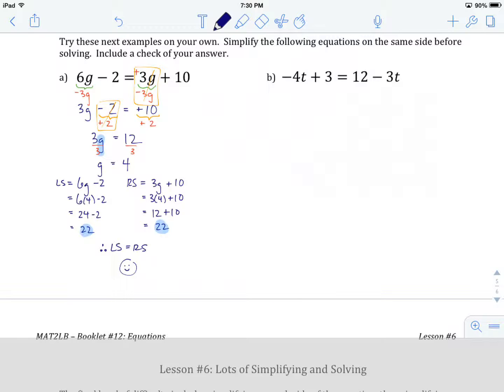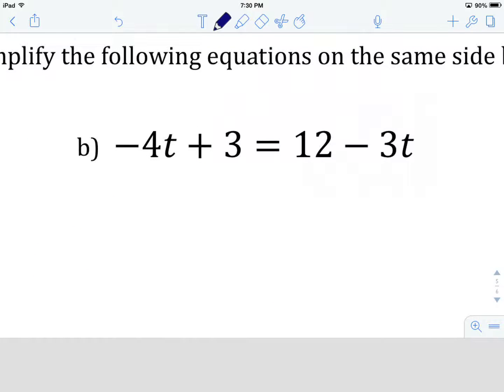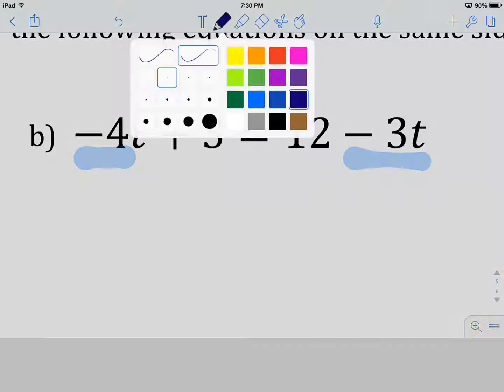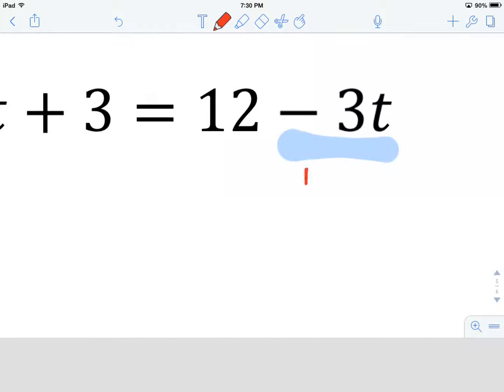So I'd like you to try B here on your own. So hit pause, and when you've got an answer, come on back and we'll see how you did. All right, let's have a look. Our like terms, minus 4t and minus 3t, how do we undo that? We want to add 3t to both sides.